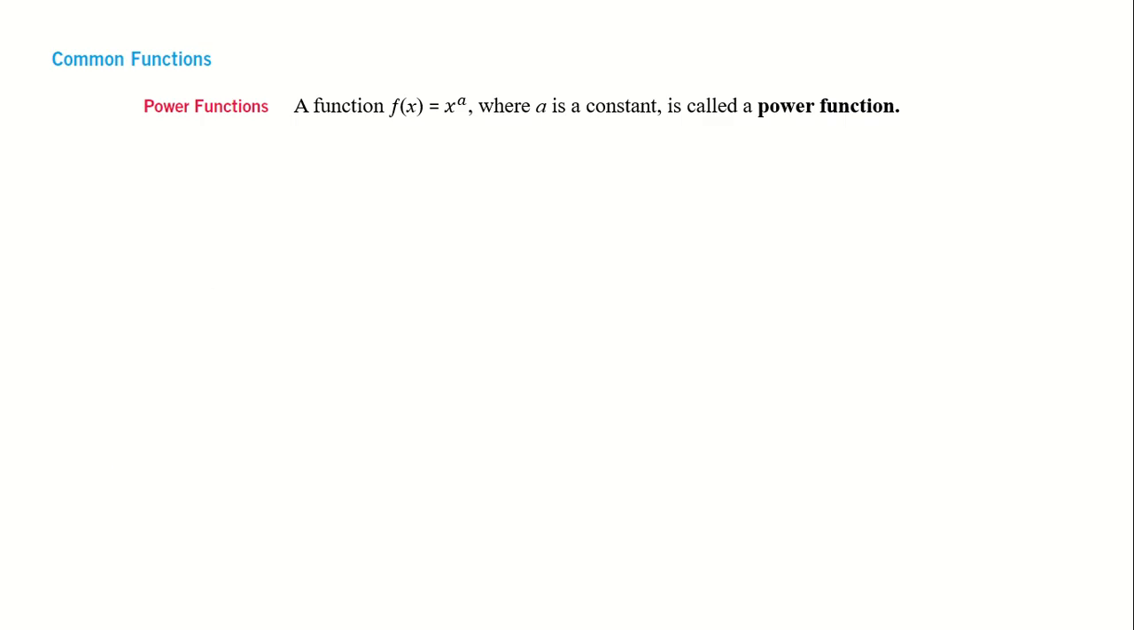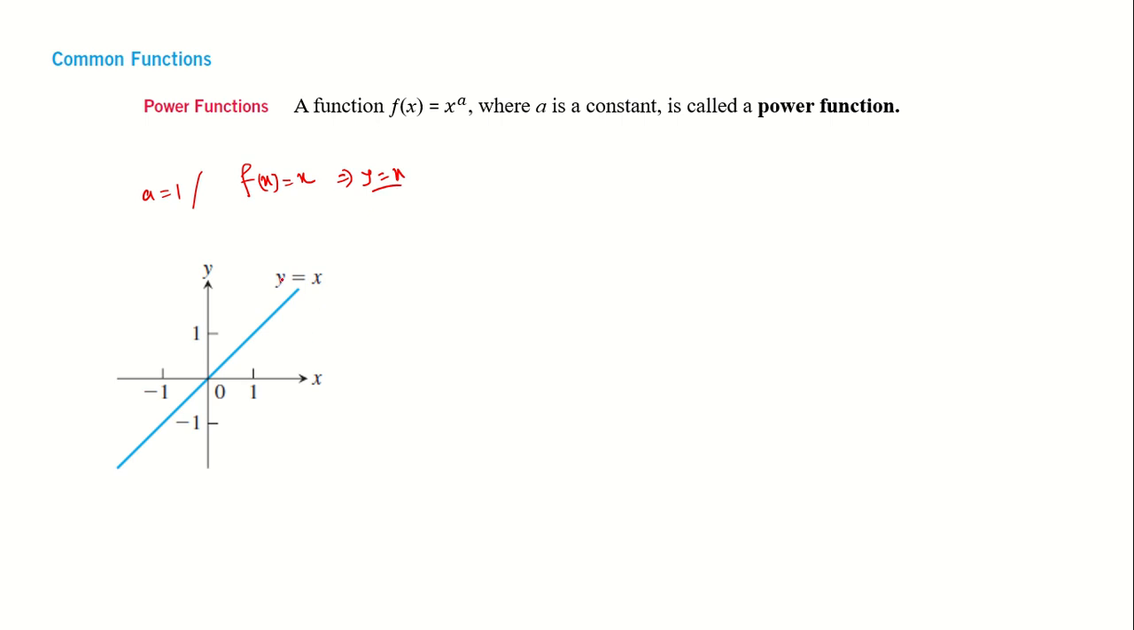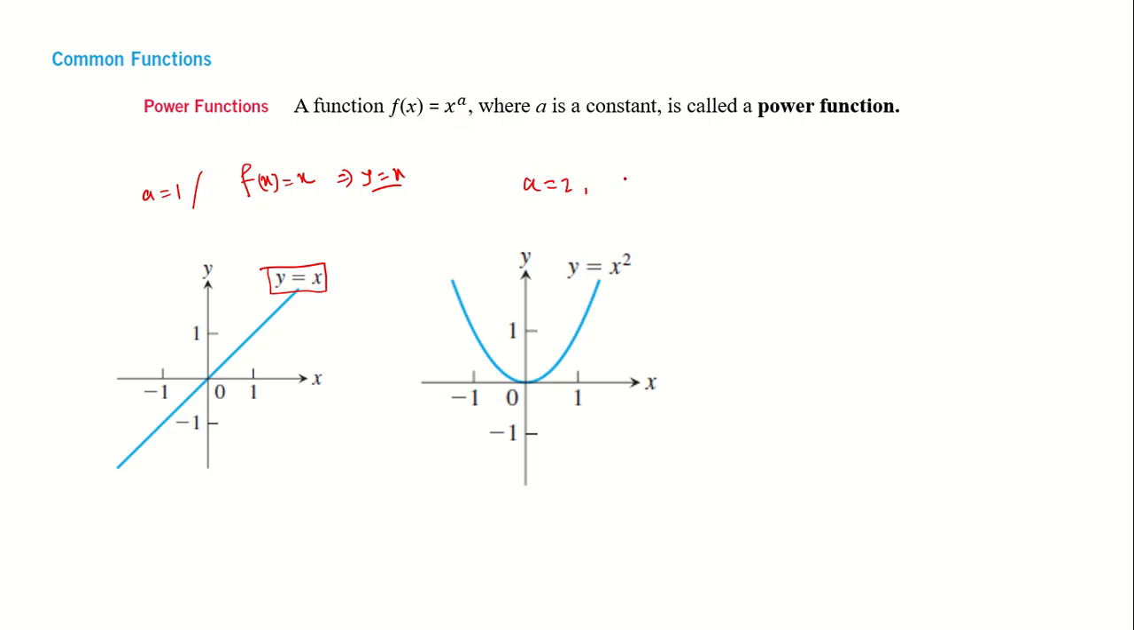Here is the power function. If we have a equals 1, then we have f of x equals x. That means y equals x. So this is the graph of the first one. And here, if we take a equals 2, then we have f of x equals x squared. Then we will have a quadratic, right?